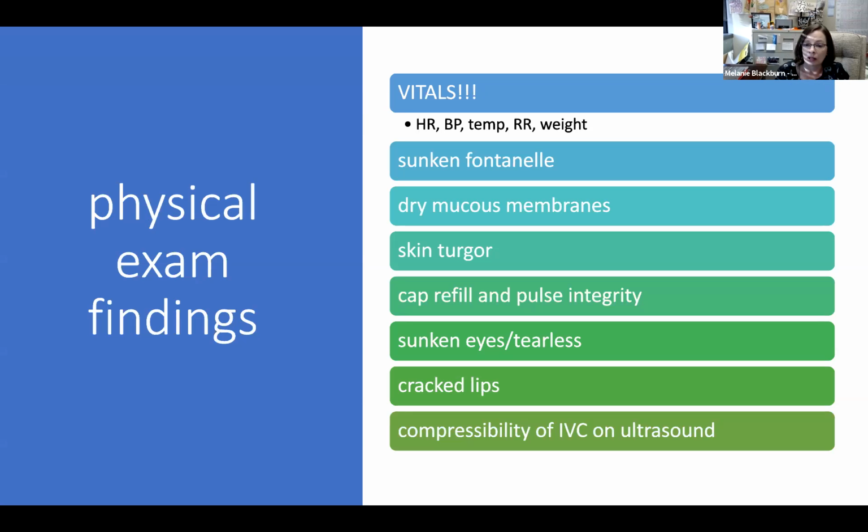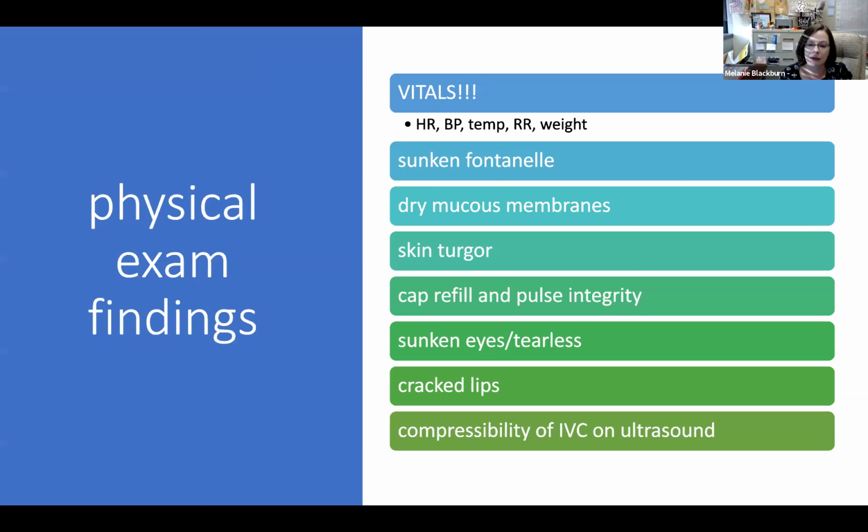Sunken eyes and no tears. Oftentimes, especially our little ones, when we're examining them, they're going to be crying because we're strangers and because we're probably doing something that's not fun for them. So if you notice that they're not making tears when they're crying, then you need to note that they might be dehydrated. Cracked lips, obviously, is another physical exam finding.